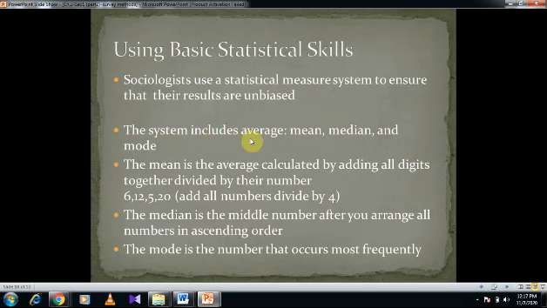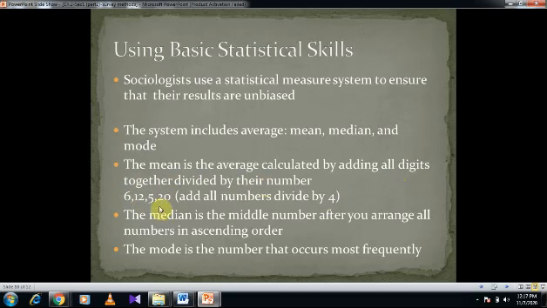This system, the statistical measure system, includes making averages: mean, median, and mode. You must have all studied this in math. The mean is the average of all the numbers. It's calculated by adding all the digits together and dividing by how many there are. I have 5 or 4 digits. I add them all together, I sum them up, and the number that I get, I divide it by how many people or numbers I have.